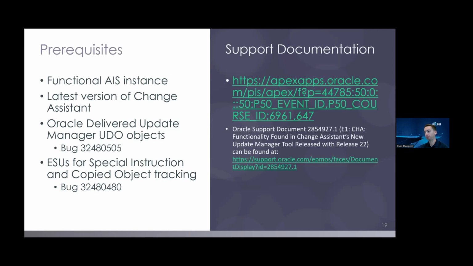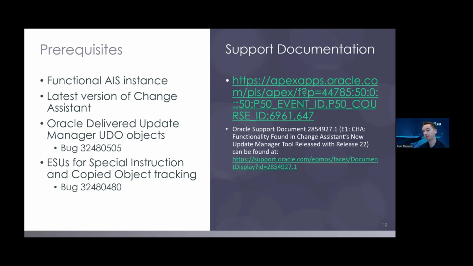And then there is also an ESU for the special instruction and copied object tracking. So that bug number, if you search on that, you will get the latest ESU available for that. There's some functionality that they've pushed to the web, and then also some new objects for the copied object tracking that you need in order to review those particular items.